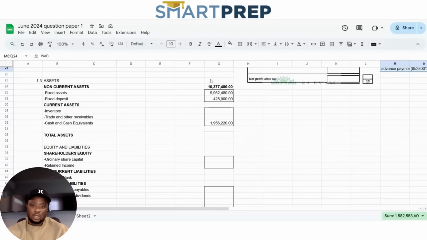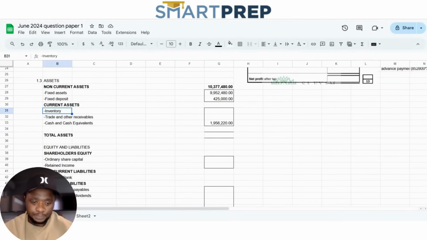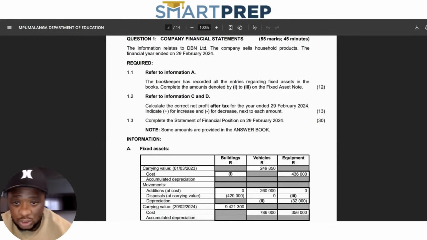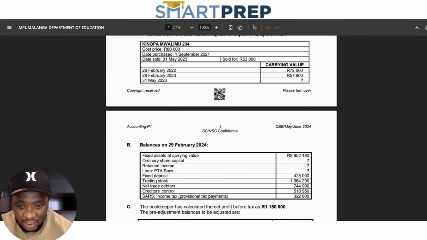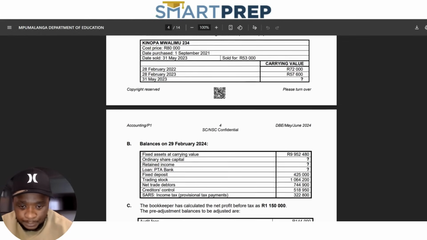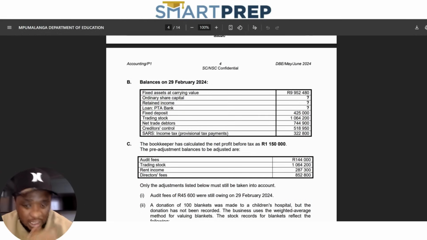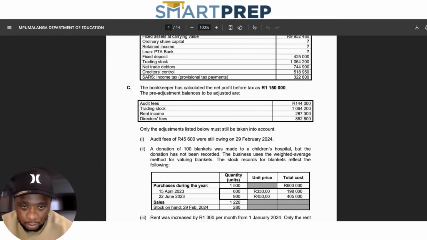Starting off with our assets, that's pretty much done. So we're going to now move into inventory. What is included in inventory is the trading stock as well as the consumable stores on hand. So let's try find that information and then see how we can use it. Information A doesn't give much in terms of inventory. Information B has a list of balances, and we have a balance here for trading stock amounting to 1,064,200. Let's also look if there's any information that affects consumable stores on hand, which you can find, but we'll see.